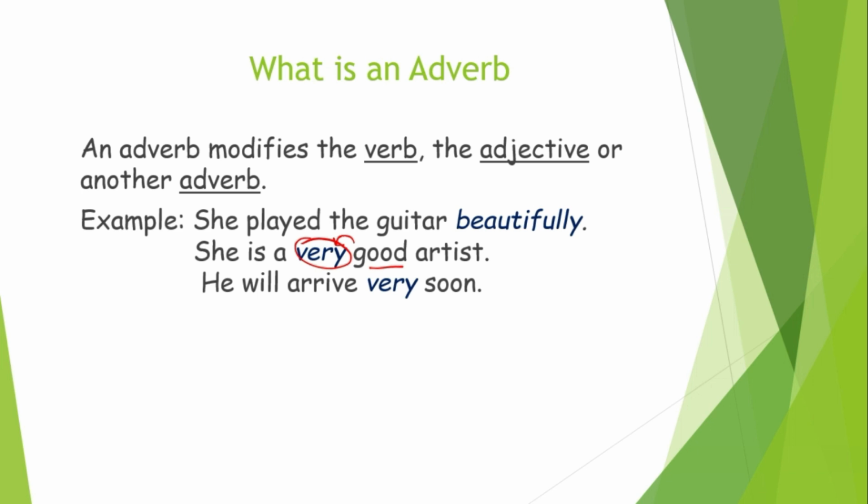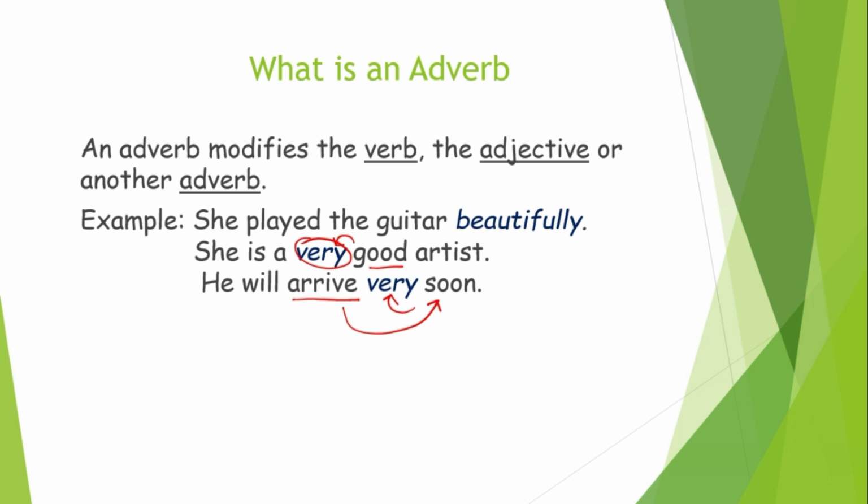He will arrive very soon. Here the verb is arrive. How will he arrive? Soon. So here soon is the adverb. But there is one more adverb here, which is very. He will arrive soon, but how soon? Very soon. So here there are two adverbs. Another adverb is added to this adverb.